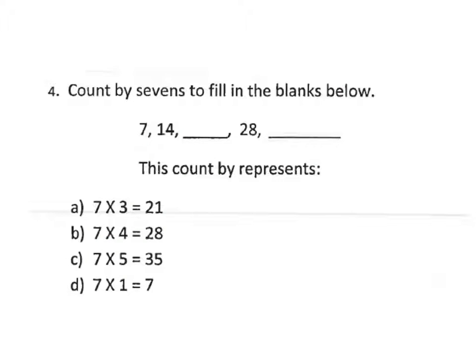Let's take a look at number 4. It says count by 7s to fill in the blanks below. So 7 plus another 7 is 14. 14 plus another 7 is going to give me 21. 21 plus another 7 is going to give me 28. What would another 7 be when I add it to 28?